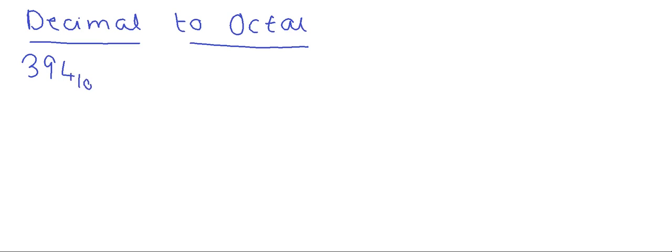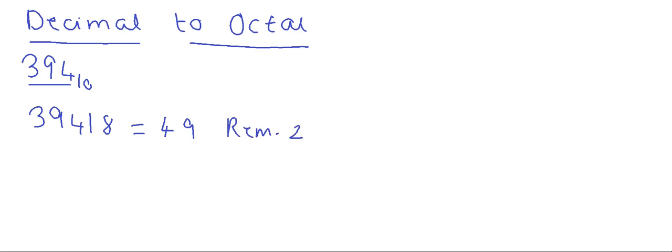Okay, so for converting it to octal, you divide this number 394 by 8. Okay, so when I divide this number by 8, 8 fours are 32, and there will be a 7 remainder, and 8 nines are 72, and there will be 2 remainder. So the remainder is 2.